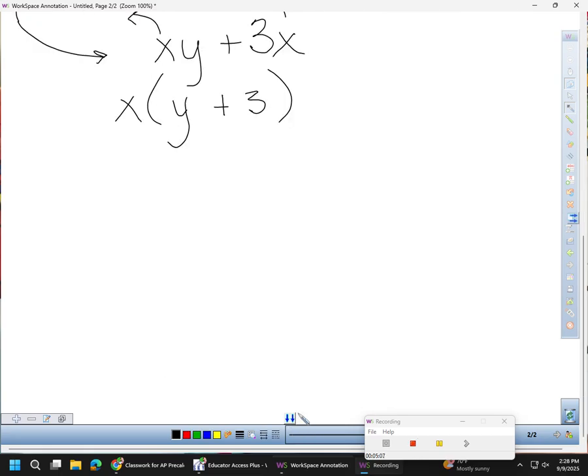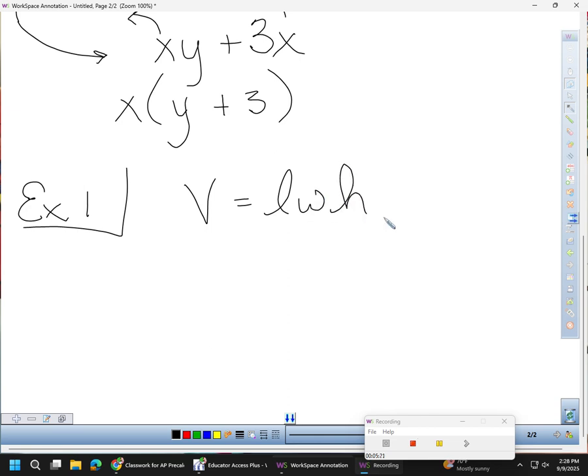All right, so here we go. Example number 1. Volume equals length times width times height. It's for all of them. I have this formula. You guys have seen this formula, especially since you just got out of geometry. I want to solve for h. So the idea is I just want to get h by itself.